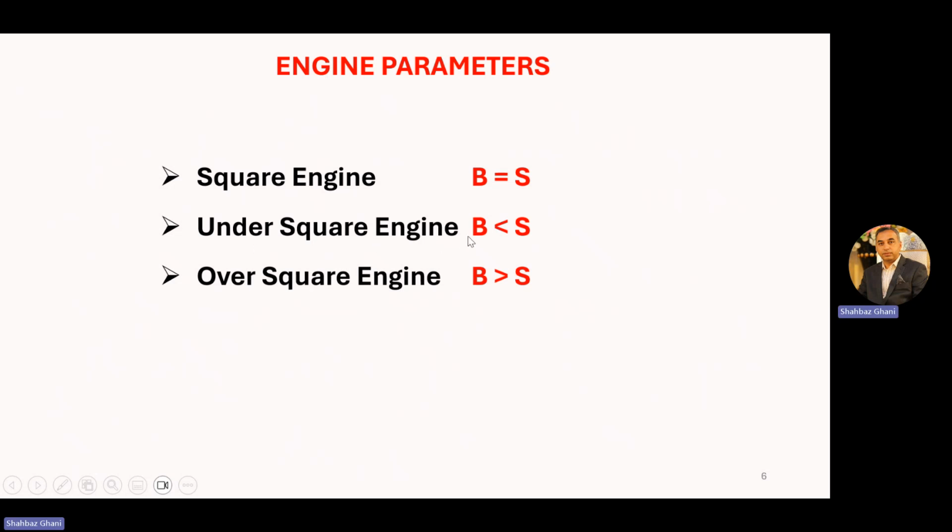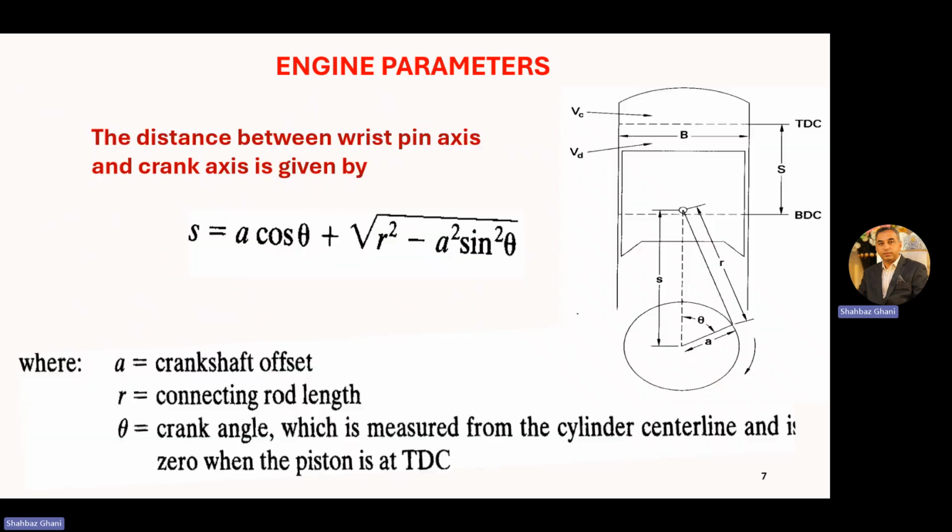And next is the under square engine. When your bore is less than your stroke, meaning the dimension of the bore is less than your stroke value, then we call that an under square engine. The next condition is the over square engine, when your bore value is greater than your stroke value, for example the bore is 6 inches and your stroke is only 2 inches. Then we call it an over square engine. We will be referring to these terms when we solve examples and problems.